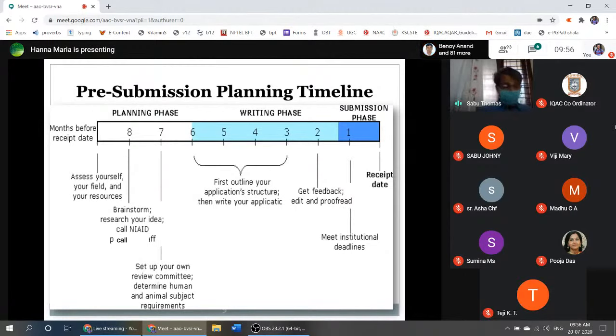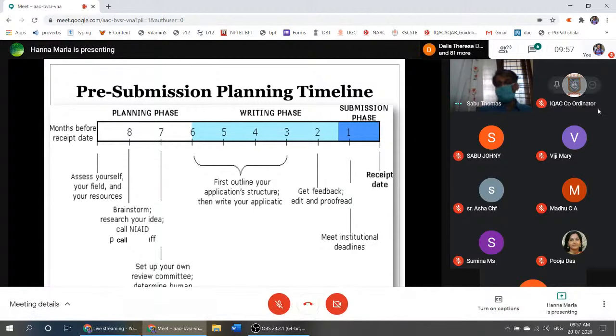I made it a rule in my university that if a faculty member is submitting a proposal to the registrar, it will be submitted and forwarded the same day. But not in all cases. Sometimes people have to wait. That is, meet institution deadlines and receive it.